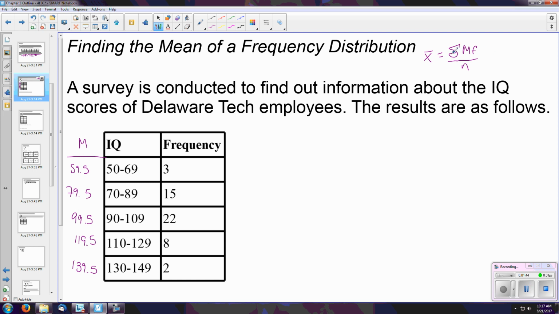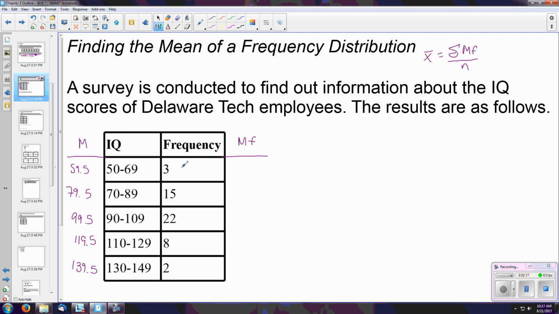I have to take the sum of these products. Order of operations dictates that you have to multiply these together before you can add them all up. So I'm going to create a column for my midpoints times my frequencies. And what I'm doing here is, in this column, I'm taking the number in my midpoint column and multiplying it by the number in my frequency column. So I'm going to go and multiply across.